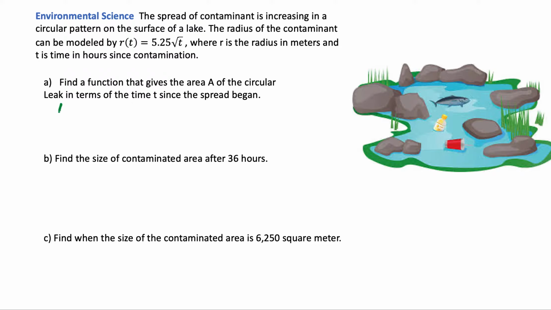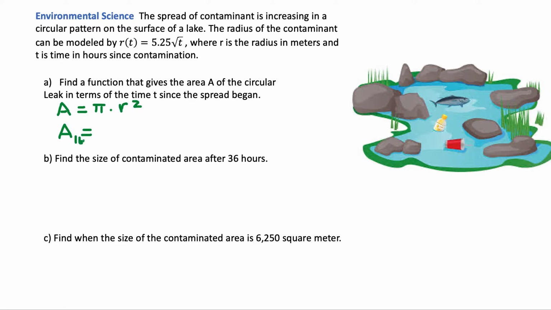So first of all, we already know the area of the circle is written in the form pi times r square. So this is the area, pi times r square. But now in this specific case, for the circular contaminant, we write r of t instead of the r. And we are finding this area in terms of the function t, because that's what we have.